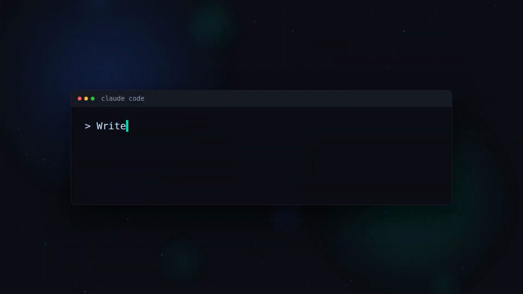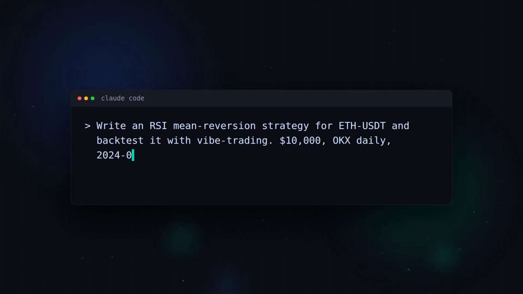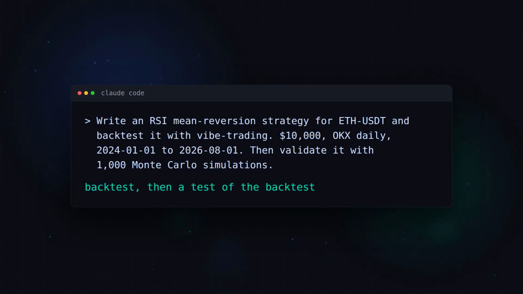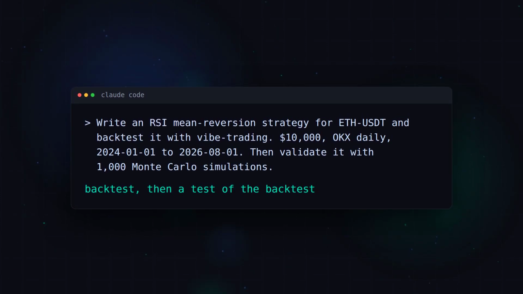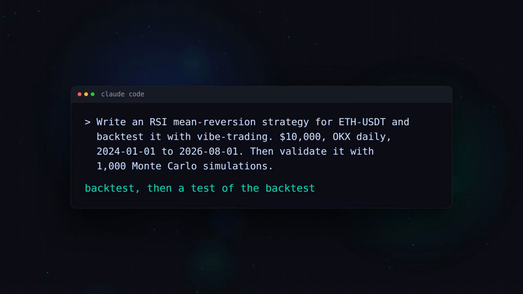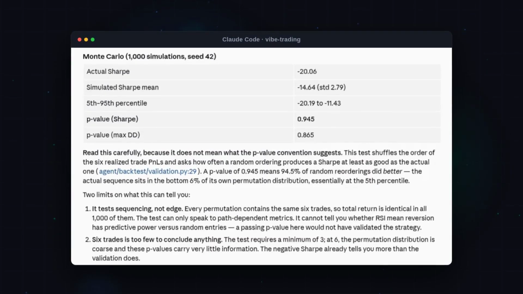pick apart. Then, the part I did not expect to find in a free tool: write an RSI mean reversion strategy for ETH and backtest it, and then validate that result with 1,000 Monte Carlo simulations. That second half is the unusual ask. I am not asking it for a number, I am asking it to go and test the number it is about to hand me. So it runs the strategy, then tests the result.